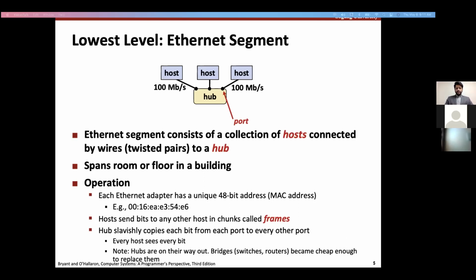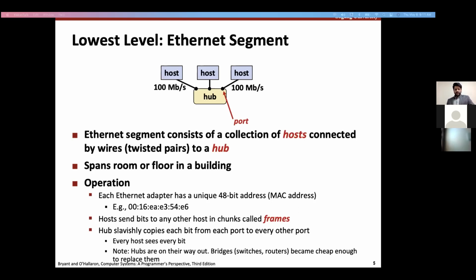This Ethernet segment typically spans small areas such as a room or a floor in a building, and each wire has some maximum bandwidth, megabit or gigabit, and typically for a host it is almost like 100 megabit or 1 gigabit per second. One end is attached to an adapter on the host, the network adapter, and the other end is attached to a port on the hub. Each Ethernet adapter has a globally unique 48-bit address, the MAC address, which is stored in non-volatile memory on the adapter. So every adapter has a non-volatile memory chip.